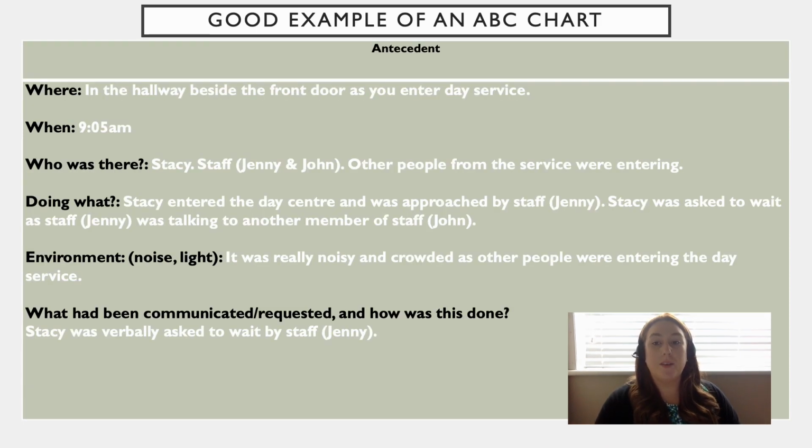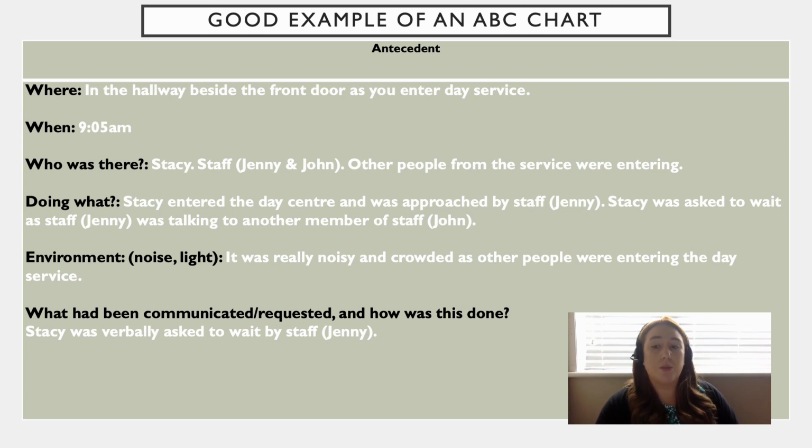So this is an example of a good antecedent section of an ABC chart. We have a clear description of the location of where the incident started. It states, in the hallway beside the front door as you enter day service. The time section has been completed, so it was 9:05 a.m. So this was in the morning time. We have who was there at the time of the incident, so it lists Stacey and staff members Jenny and John. And it also highlights that there was other people from the service entering. So this is really helpful to know as it starts to build up the picture that it was likely to be quite busy and quite noisy.